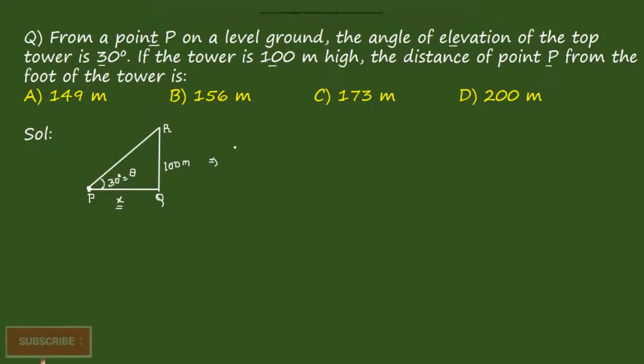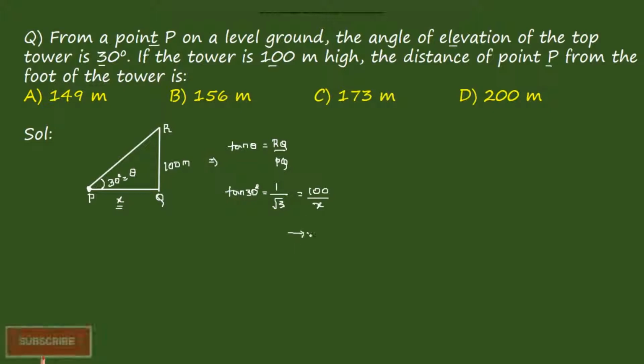The general thing that we know is tan theta. It is forming a triangle, right? Then tan theta is equal to RQ by PQ, perpendicular by base. But theta is equal to 30 degrees. Then it becomes tan 30 degrees, which is equal to 1 by root 3. What is the RQ value? It is 100, by PQ, which is X.